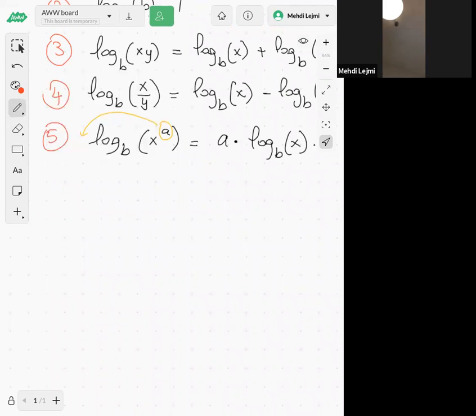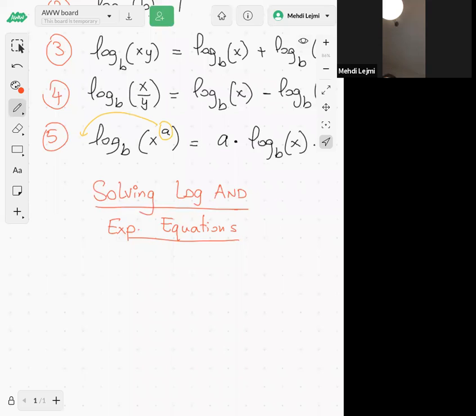Solving log and exponential equations. Let me start with the log. Let's start with the log first, because I know log is kind of harder than the exponential equations. So let's start with the log.